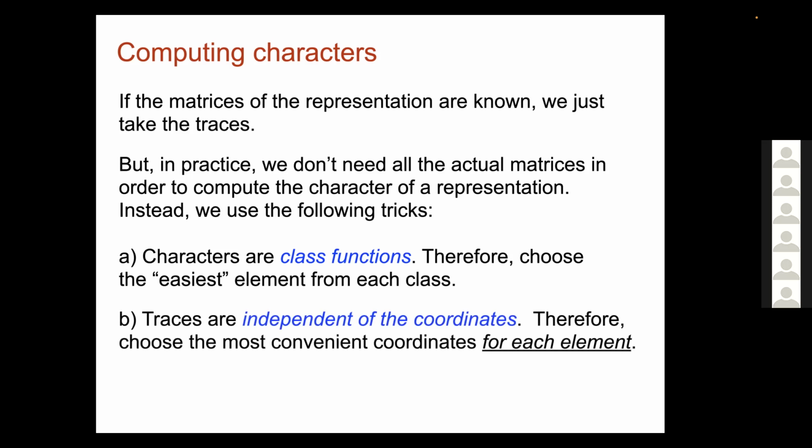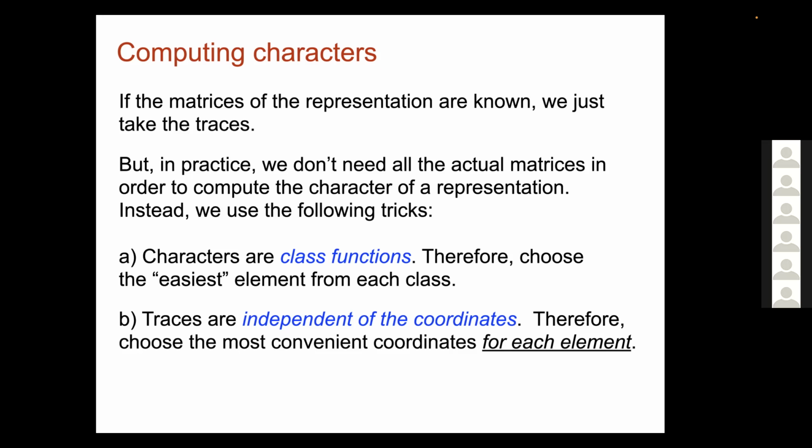Now, the second thing is that traces are independent of the coordinates. So you can choose the most convenient coordinates for each element. If you really want to construct matrices for some reason, you can always choose a coordinate system which is the best for the particular element that you are trying to construct, okay?